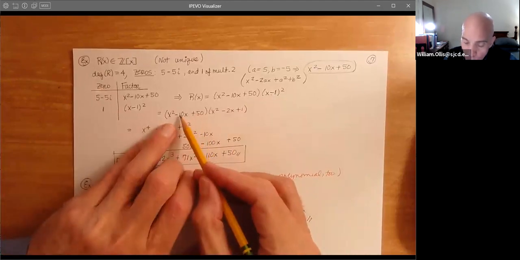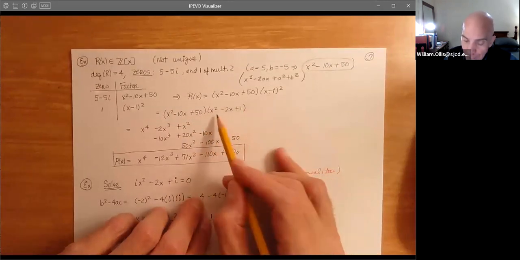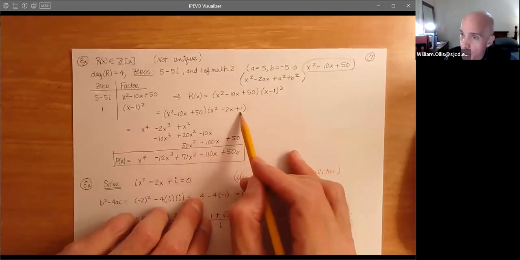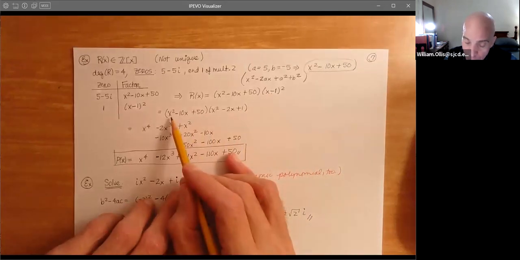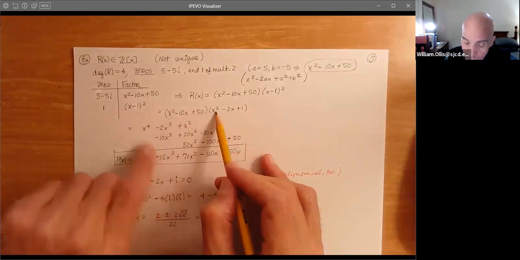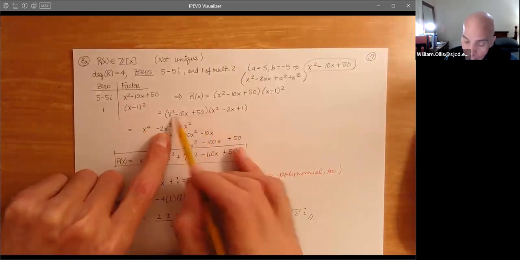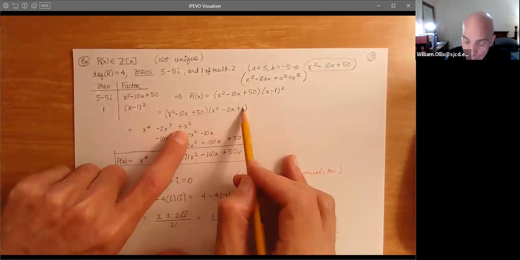So we have x squared minus 10x plus 50, and if we expand this, this is x squared minus 2x plus 1. So now let's hit everything with an x squared and do some columns. So x squared gives us x to the fourth, x squared times negative 2x gives negative 2x cubed, x squared plus x squared.